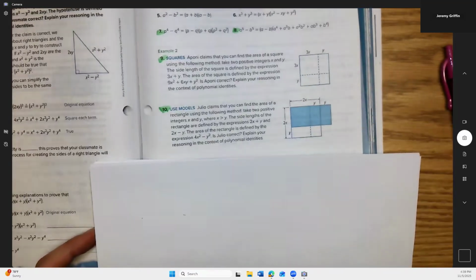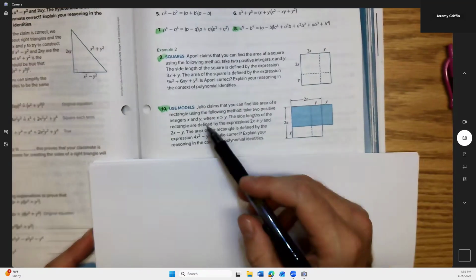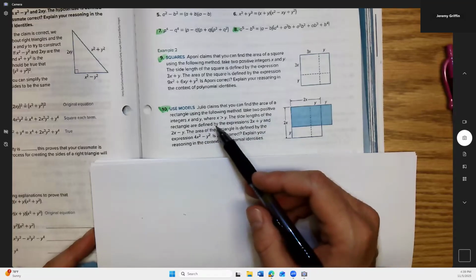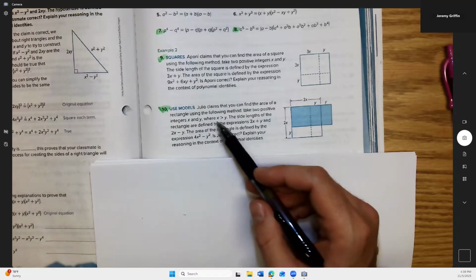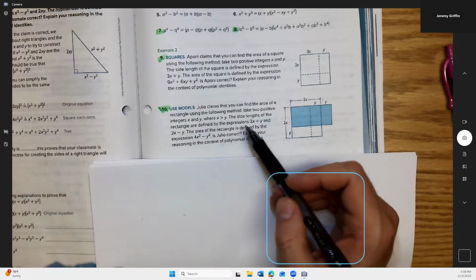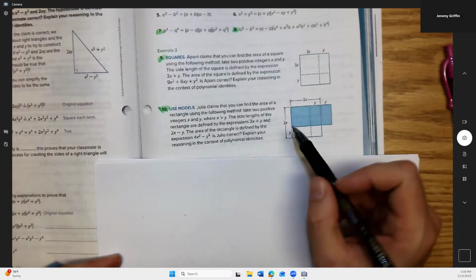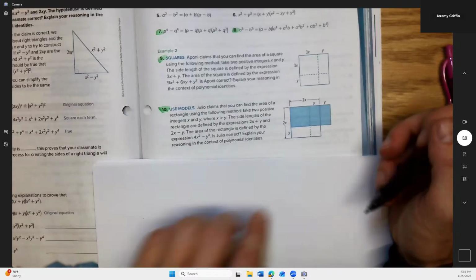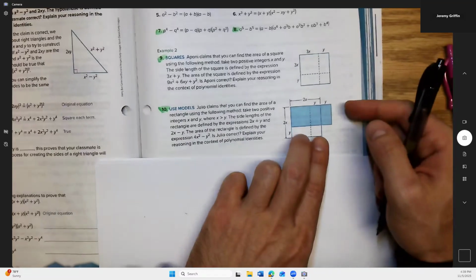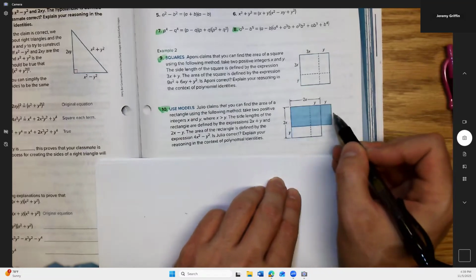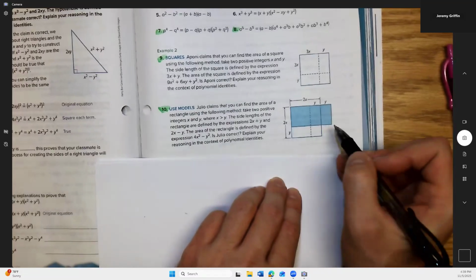Julio claims that you can find the area of a rectangle using the following method. Take two positive integers, x and y, where x is greater than y, so x is the bigger number. The side lengths of the rectangle are defined by the expressions 2x plus y and 2x minus y. And just to compare what they just said to this picture, you see how they shaded in that rectangle they're talking about in blue. So we're just focused on the blue part.